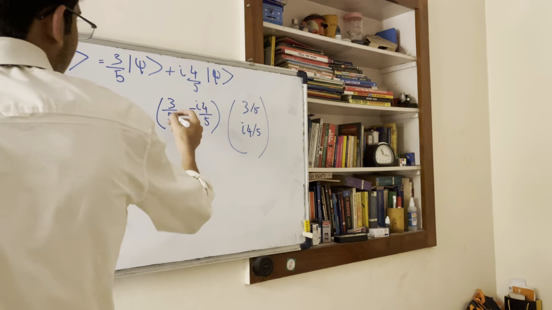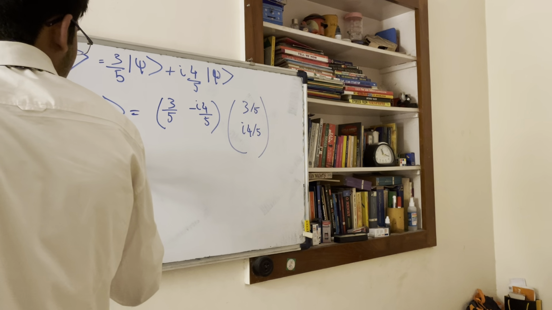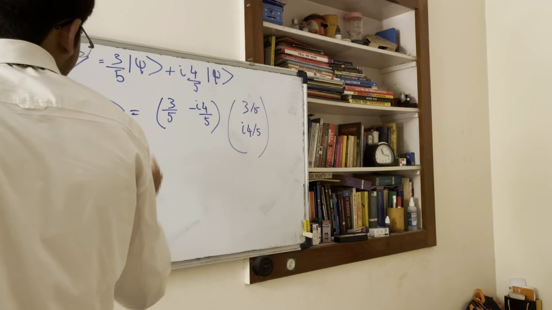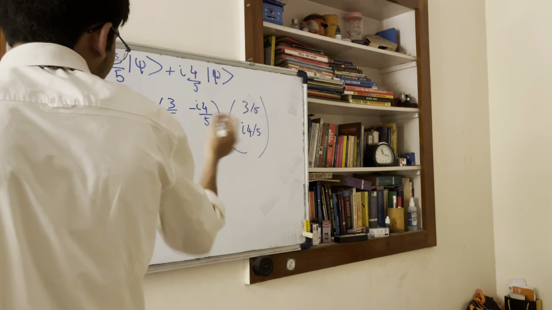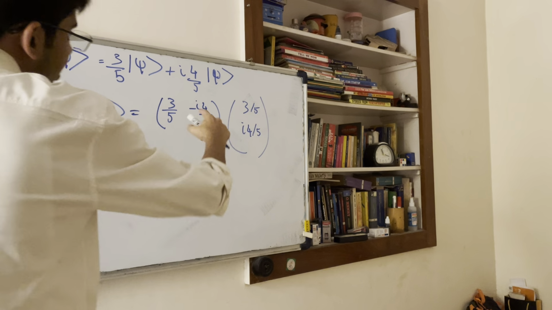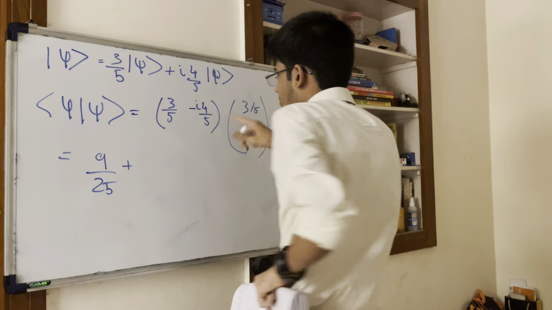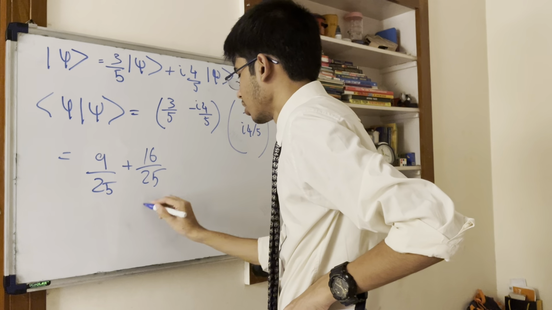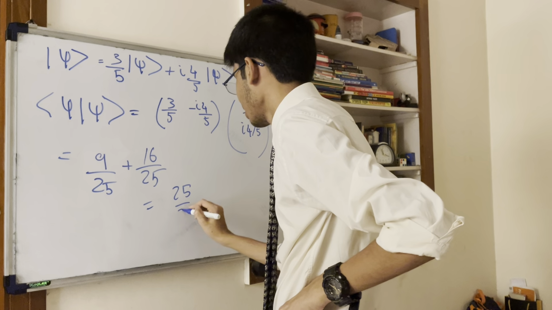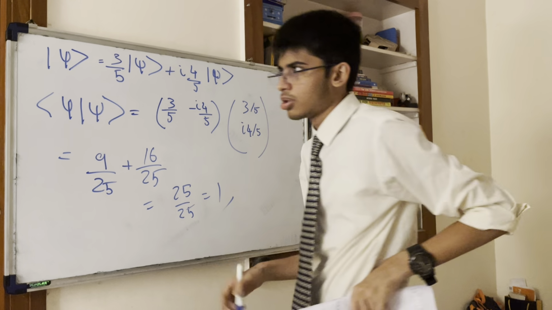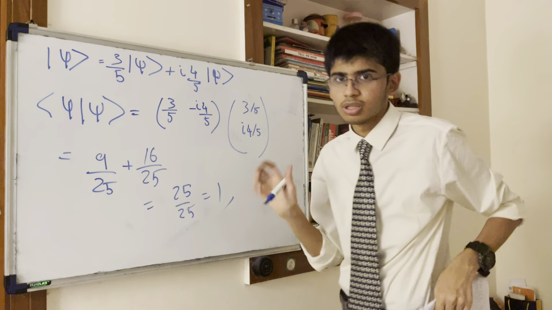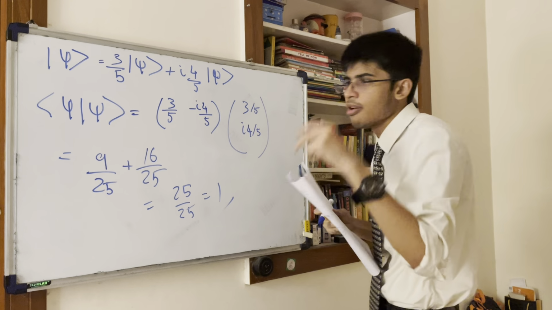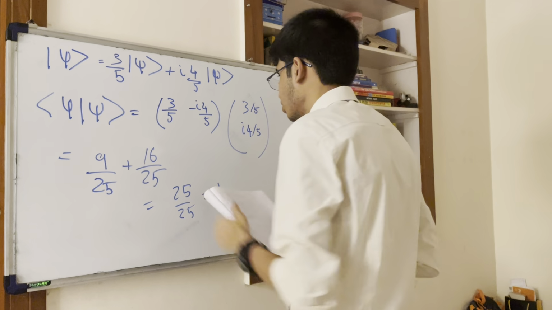So this will multiply that, so that will give me 9 by 25, and if I multiply, i squared will be -1, plus 16 by 25. This will give me 25 by 25, which is 1. So it's satisfying the condition, so it is a proper state. I have just verified that the question is not wrong, so it is correct.